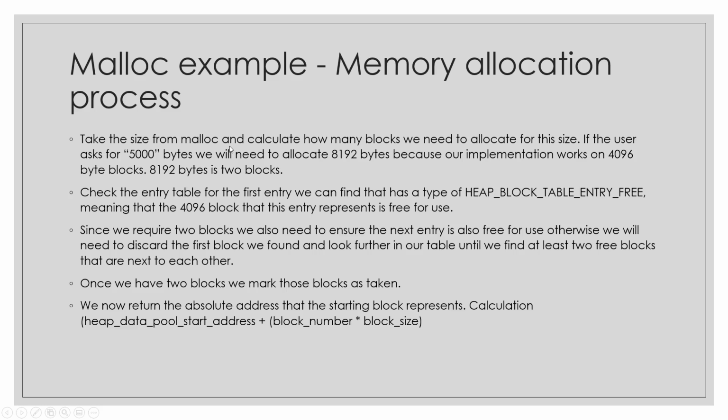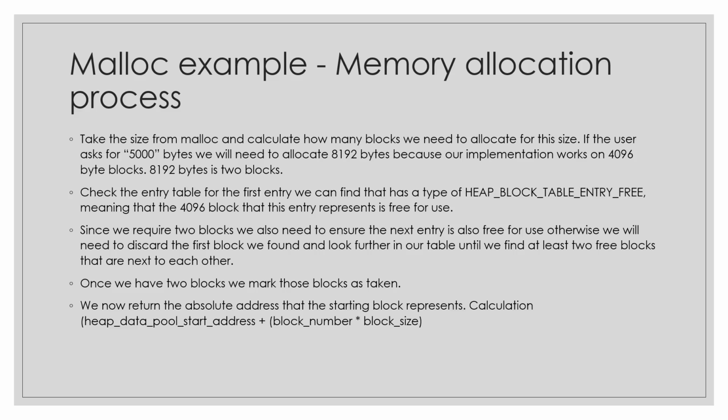The first thing we do is take the size from malloc and calculate how many blocks we need to allocate for this size. If the user asks for 5,000 bytes, we will need to allocate 8,192 bytes because our implementation works on 4,096 byte blocks. 8,192 bytes is 2 blocks. We now check the entry table for the first entry we can find that has a type of heap block table entry free, which means that the 4096 byte block of memory that this entry represents is free for us to use. Since we require 2 blocks, we also need to ensure the next entry is also free for use. Otherwise, we will need to discard the first block we found and look in our table until we find at least 2 blocks that are next to each other, because we need 2 blocks to allocate 5,000 bytes.